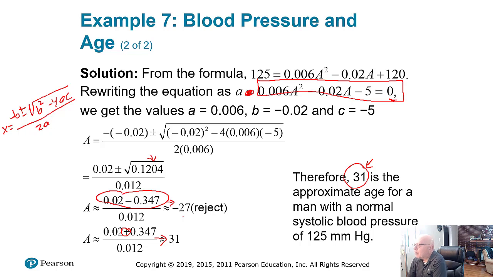Now, if you want to find out how old I am, try this. My normal reading is about 110. So try using that. That's millimeters of mercury. See how old that should make it.